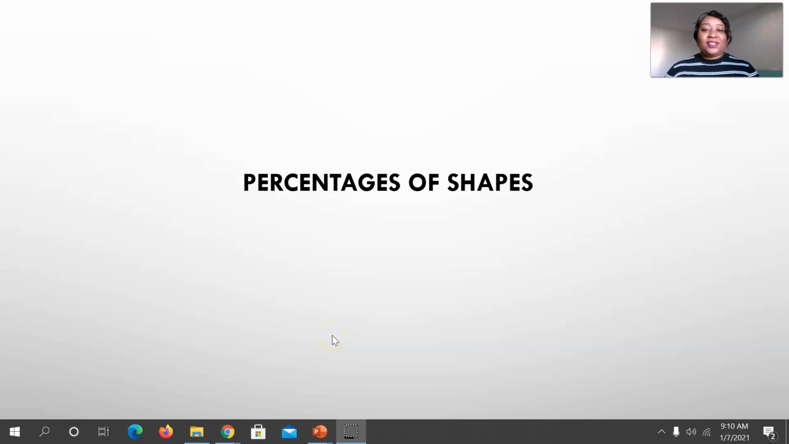Hello everyone. So in today's lesson, we are going to start with percentages of shapes. I understand this is the last topic that we did before the lockdown, and I'm going to go through these topics one more time because most of my students missed some of these lessons, and some did not understand it quite well. So I'm going to try and go through it with you before we can move on to our next topic.